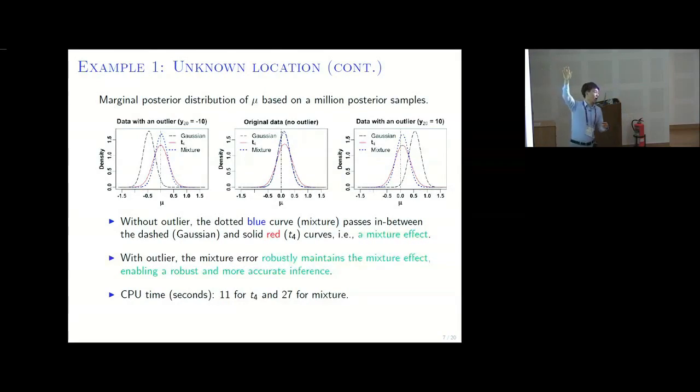When there exists an outlier, the Gaussian error model, denoted by the dashed black curve, deviates from the truth severely. But the robust error models, for example, T error or mixture error models, maintain the mixture effect robustly. Because of this mixture effect, in the presence of outlier, the mixture error model leads to more accurate inference on the parameter value.